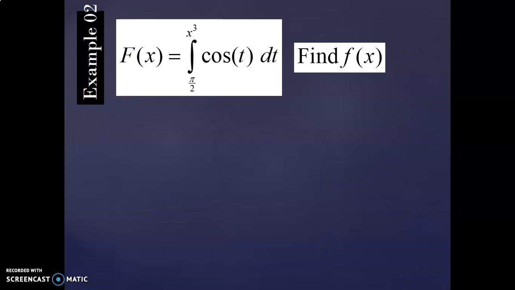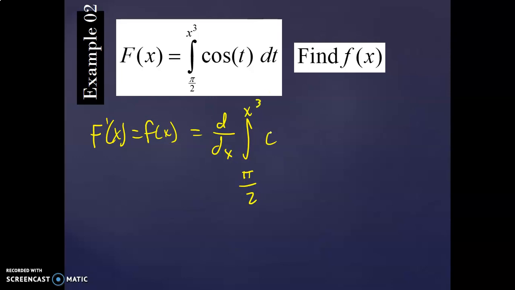All right, got capital F, trying to find lowercase f, so I need to take the derivative. So capital F prime of x, which is little f of x, would be the derivative with respect to x going from pi over 2 to x cubed of cosine of t dt. Everything's in the right place. Everything matches the way that it's supposed to. This variable matches, that variable matches, and I have a constant. So I can just plug in x cubed, but then I need to remember to multiply by the derivative.